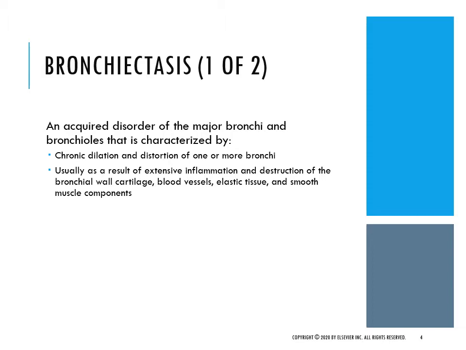In bronchiectasis, there is chronic dilation and distortion of one or more bronchi. This is usually a result of extensive inflammation and destruction of the bronchial wall cartilage, blood vessels, elastic tissue, and smooth muscle components.